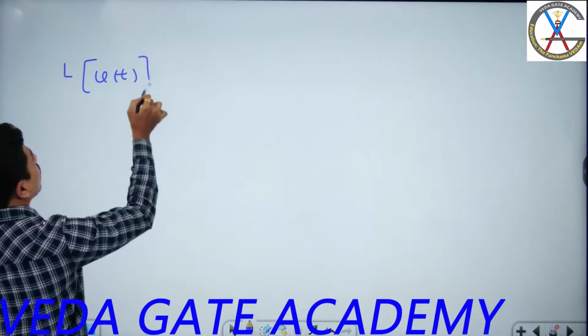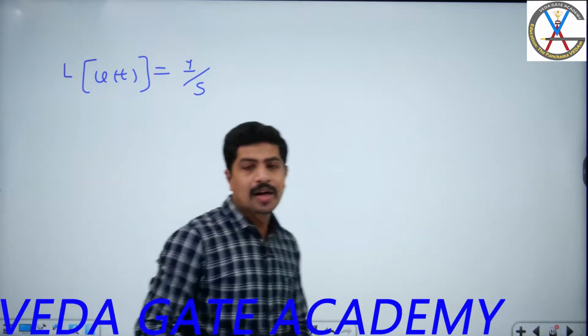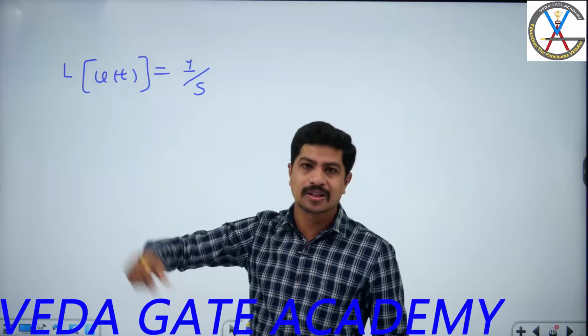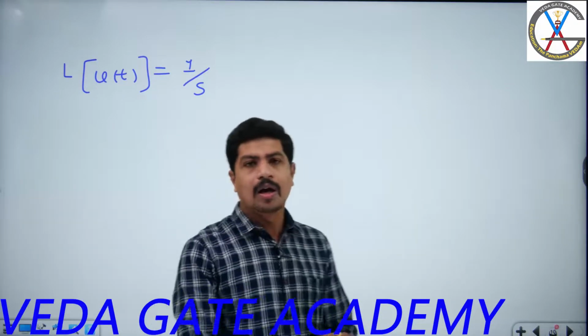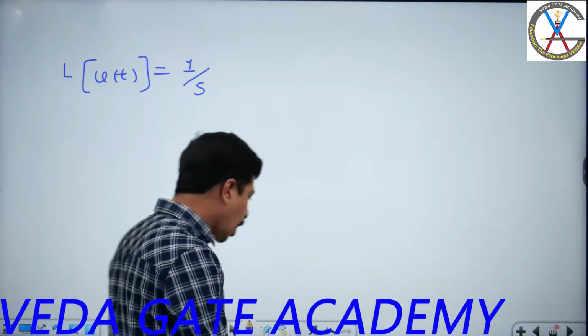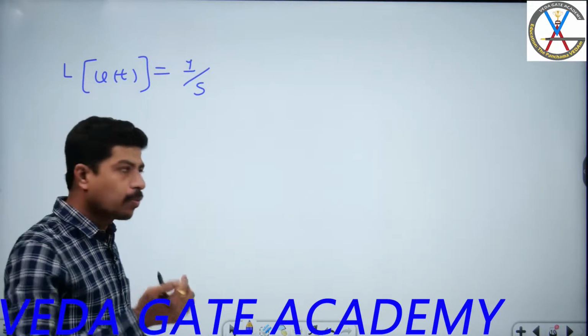Laplace transform of u of t, in the place of a, just substitute 1: it is 1 by s. You must be in a position to answer within no time. Yes, this is about the Laplace transform of step function. With a by s, unit step function, a equal to 1, gives 1 by s. Now let me discuss one simple property, then after that we will see some problems.